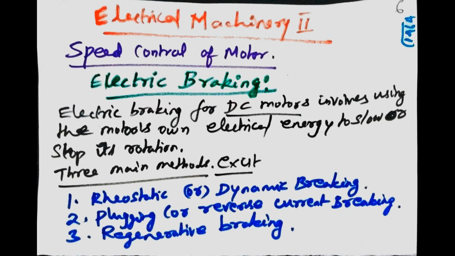Electrical Machinery 2. Topic: speed control of motor, electric braking. Electric braking for DC motors involves using the motor's own electrical energy to slow or stop its rotation. Three main methods exist: 1. Rheostatic or dynamic braking, 2. Plugging or reverse current braking, 3. Regenerative braking.